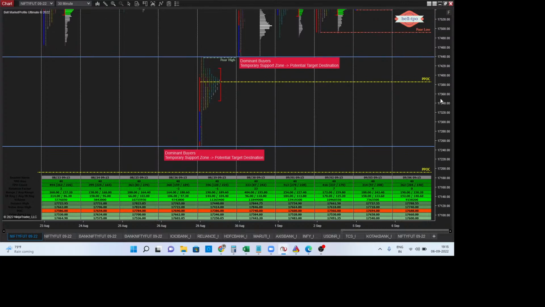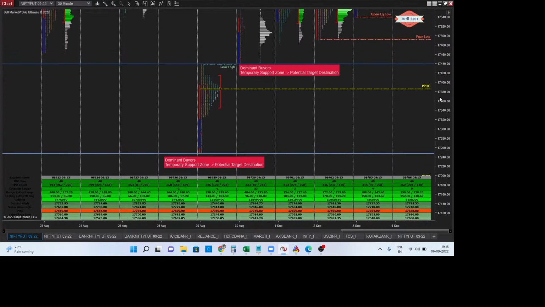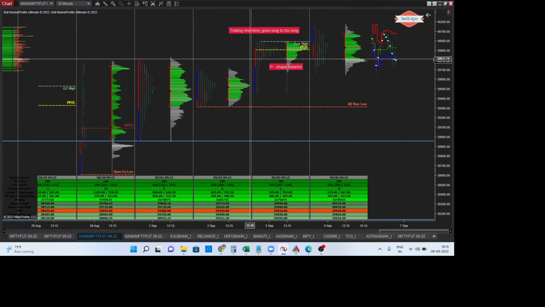So this is from Nifty. However, from Bank Nifty, what I'm seeing here is that Bank Nifty also went too long on inventory. It is kind of a situation with overheated sentiment. Bank Nifty is getting overheated.